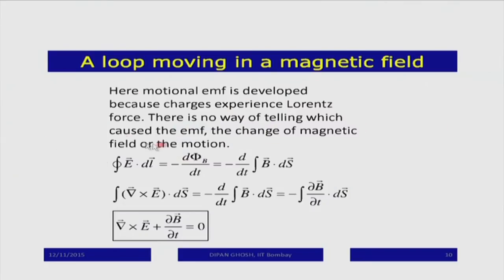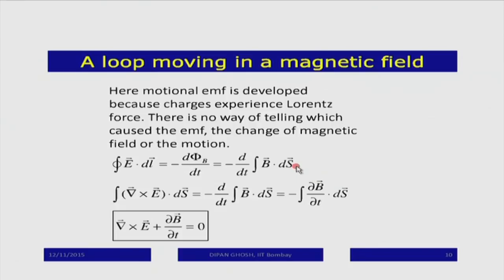But what Faraday says is there is no way of telling what caused this EMF, whether it is the change in the magnetic field, which was in the second case, or because of the motion. There is no way you can find it out. So based on that, I have proved that integral E dot dl is minus d phi by dt. I repeat again that please don't take this to be the electrostatic field, because then this would be equal to 0. This has a non-conservative part. That is where the battery is there. So I rewrite this: d phi by dt, minus sign is there, phi is B dot ds, d by dt of B dot ds.